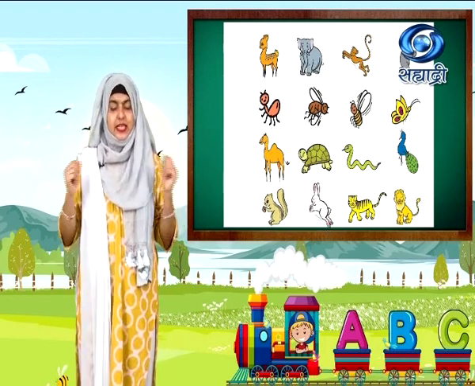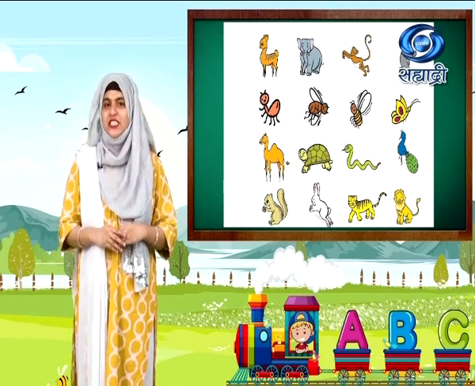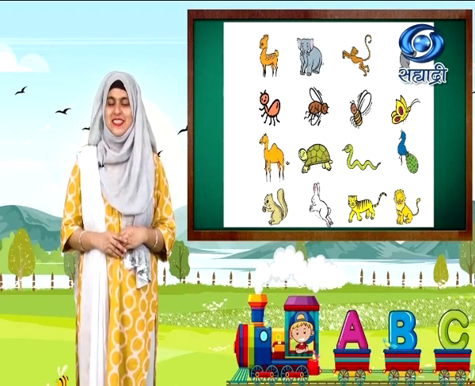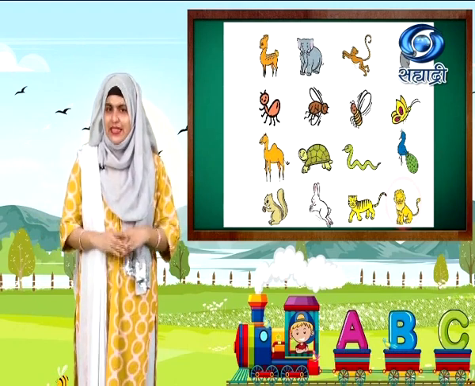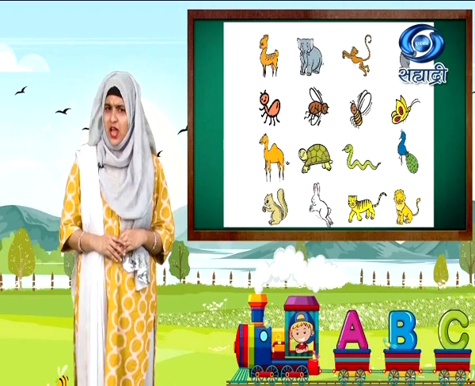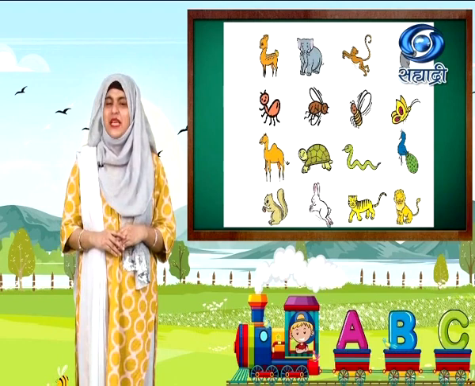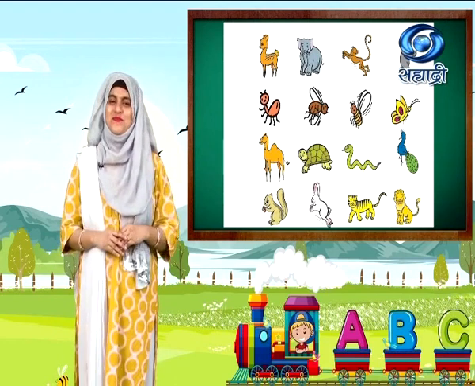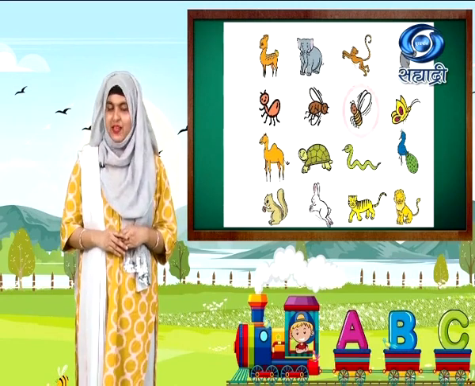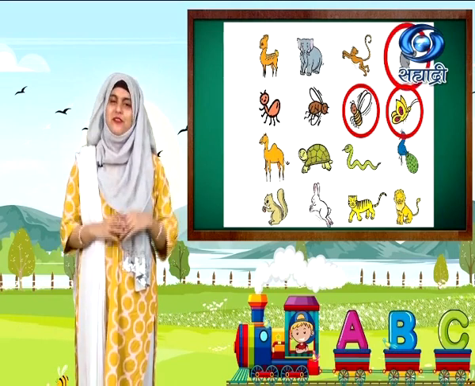Now, let us see if we can spot animals whose name begins with the letter T. Yes, tiger and tortoise. Now, can you spot animals whose name begin with the letter B? Correct. Bee, butterfly and bear.